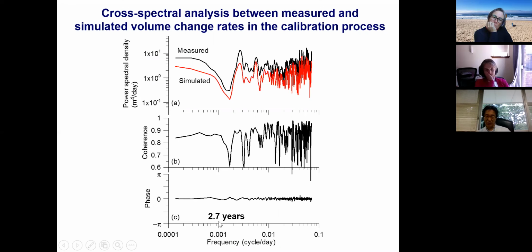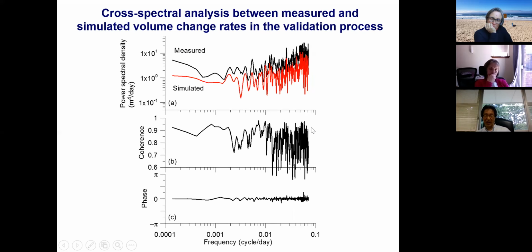And here is the 1,000 days. That means 2.7 years. As shown in the middle panel, the coherence was high at lower frequencies, but it fluctuated at the higher frequencies. The same results are shown for the validation process. The coherence was high at the lower frequencies, but fluctuated at higher frequencies.